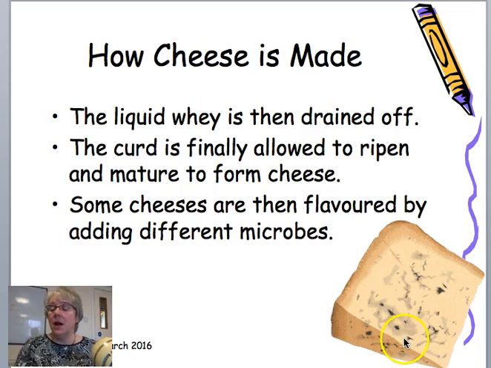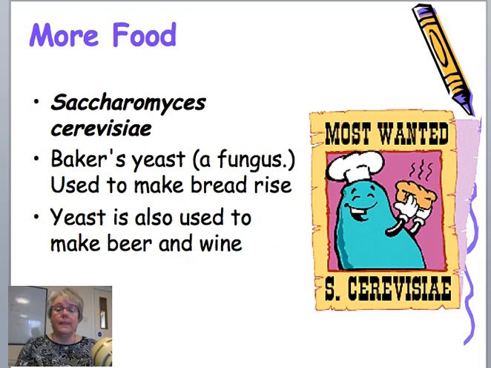Sometimes we add other microbes to cheese, and the video you're going to be looking at is looking at blue cheese. And in blue cheese, what happens is that there's been some penicillin mold added to the cheese in the cheese making process, and it gives it that kind of blue moldy colour.